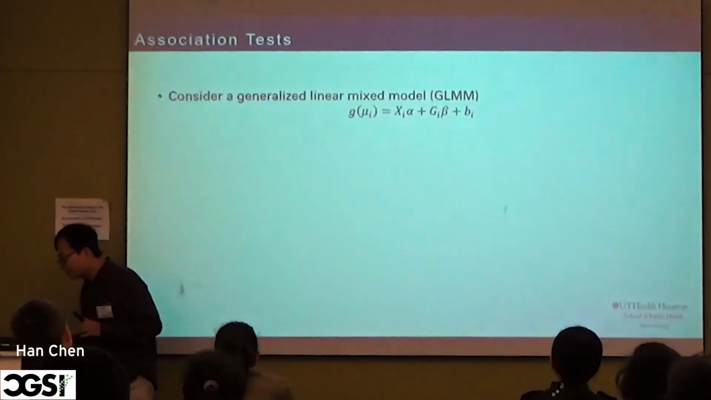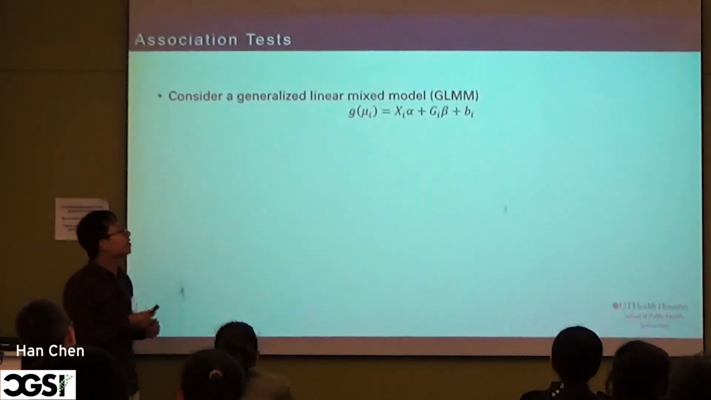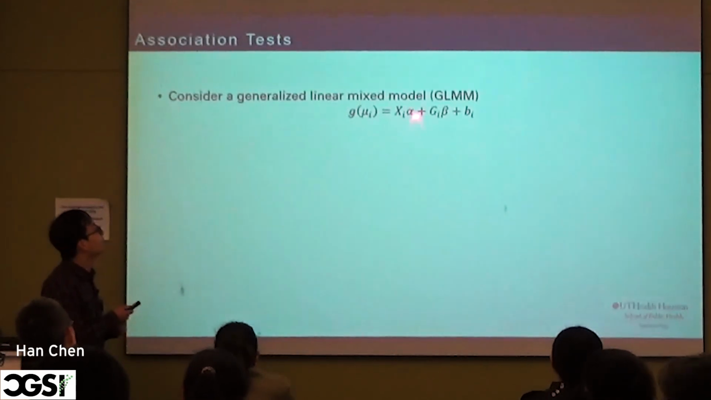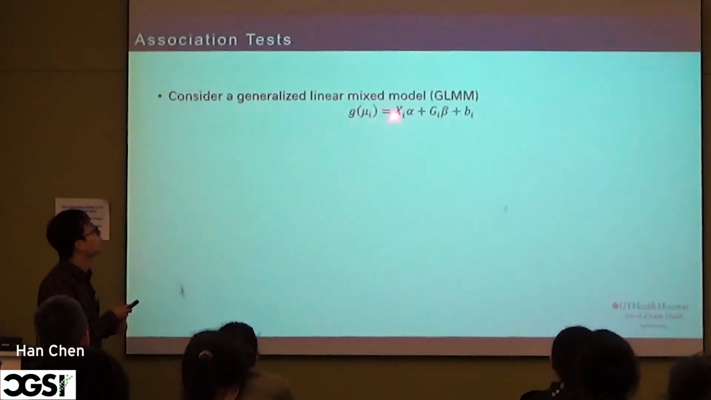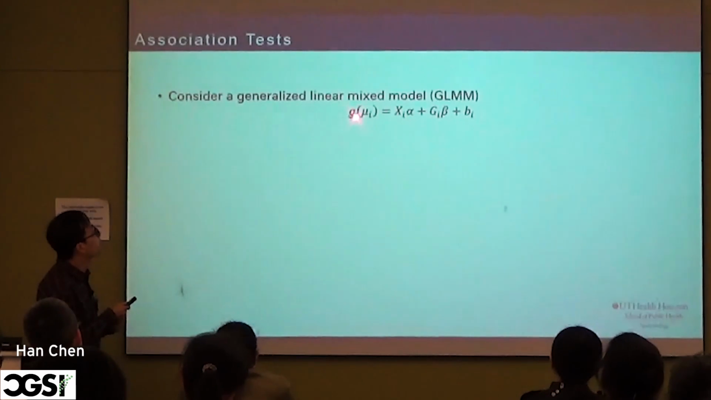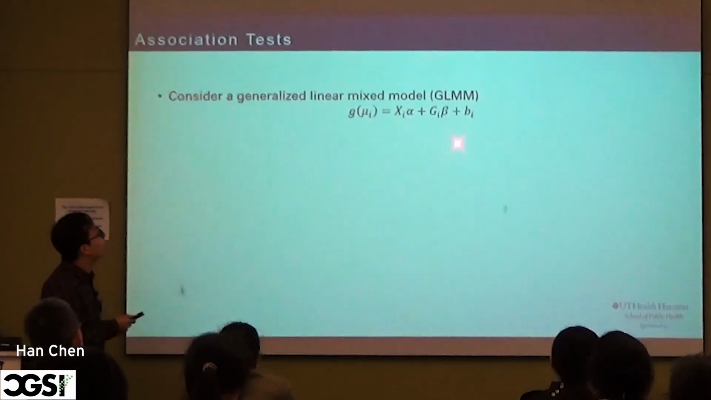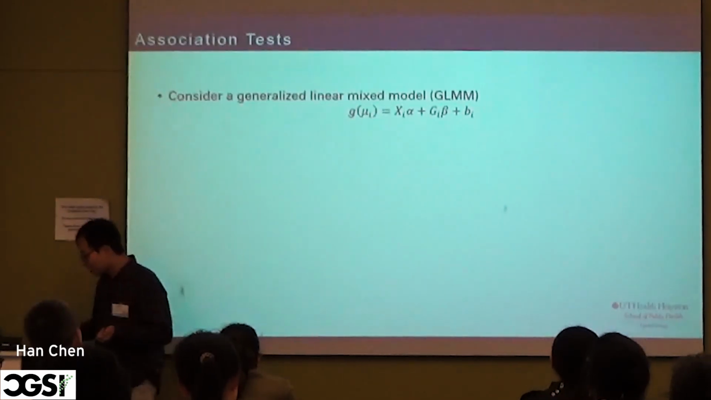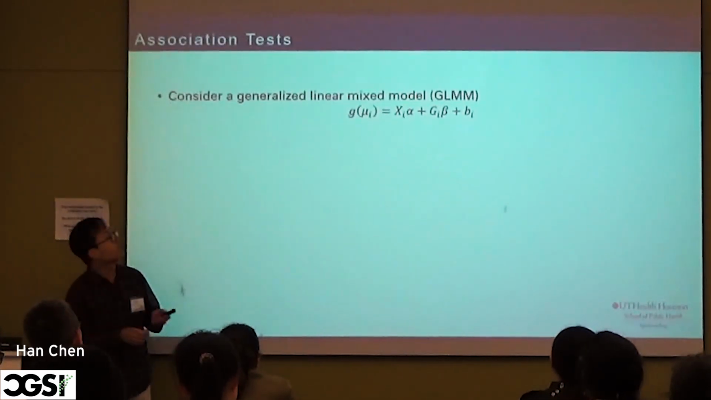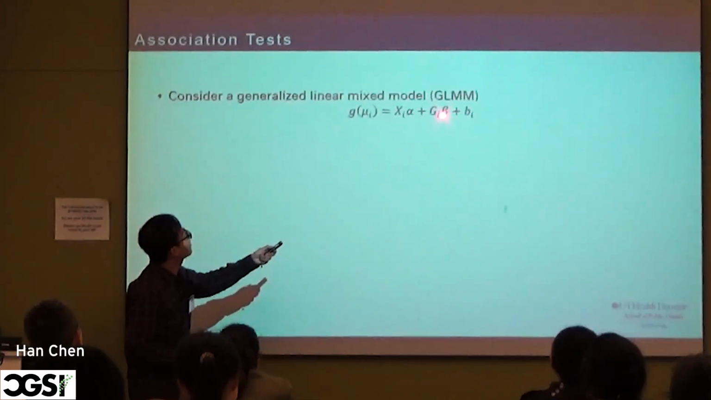So, some mathematics. Our general model came from a generalized linear mixed effect model. This is general, and it covers a lot of situations. For example, this is a link function. If you have an identity link function, this reduces to a linear mixed effect model. And if you remove the random effects, then this is going to be a generalized linear model, including logistic and linear regression. So our general hypothesis is that we want to test the genetic effect beta.